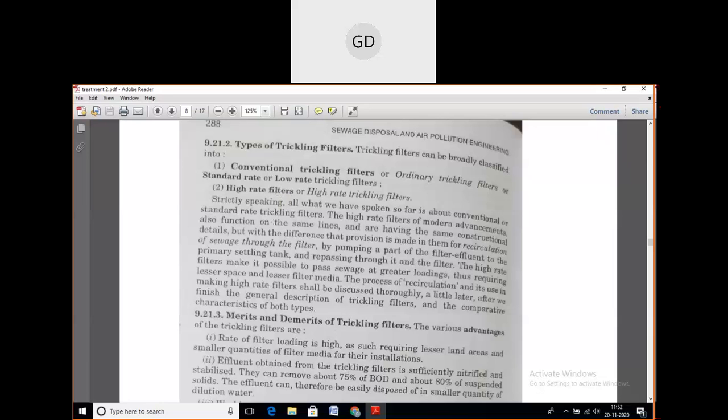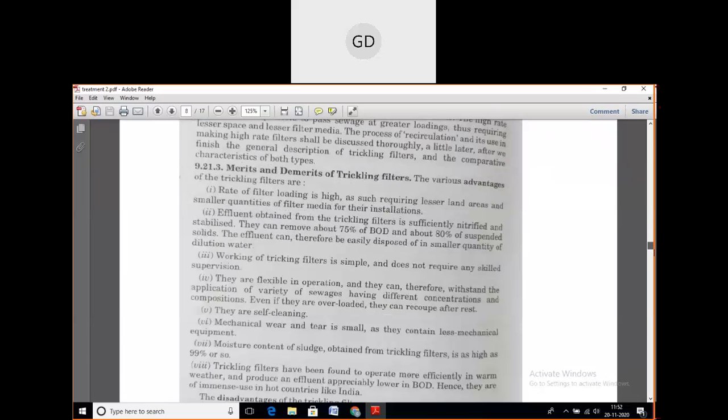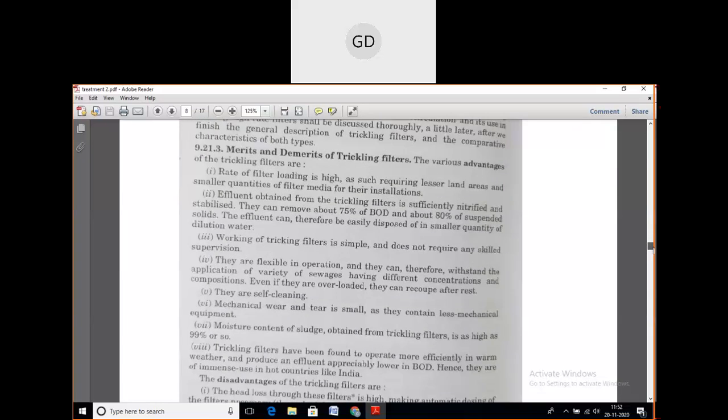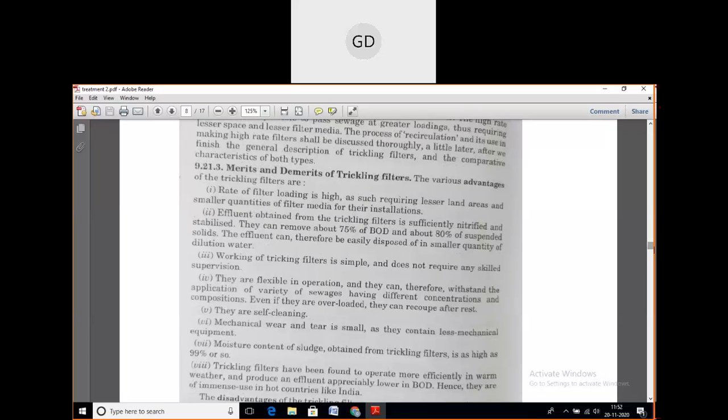There are different merits and demerits of trickling filters. They are written here, and the disadvantages are also given nicely. Let us read one or two three points. In trickling filters, the rate of filter loading is high, smaller quantities of filter media are used for installations, and lesser land area is required. The effluent obtained from trickling filters is nitrified and stabilized.